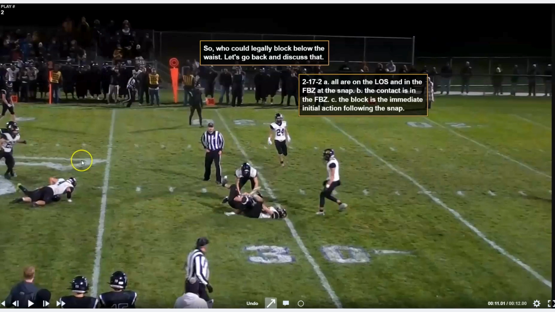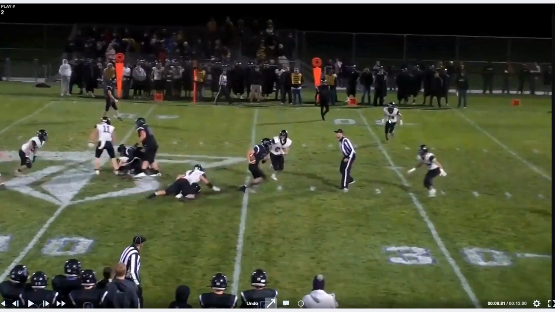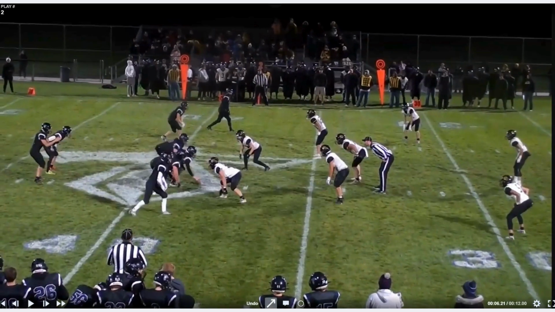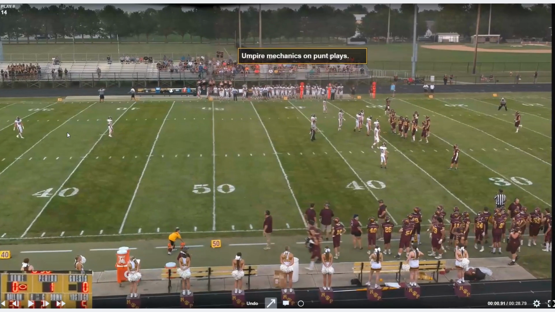And again, there's our rule reference. All who are on the line of scrimmage and at the free blocking zone at the snap can block below the waist. Contact has to be in the free blocking zone and immediate action following the snap. Going back then and taking a look quickly at this one, these are the only two defenders that can block low or be blocked low. So these linebackers cannot block low or be blocked low. This running back cannot block low or be blocked low.